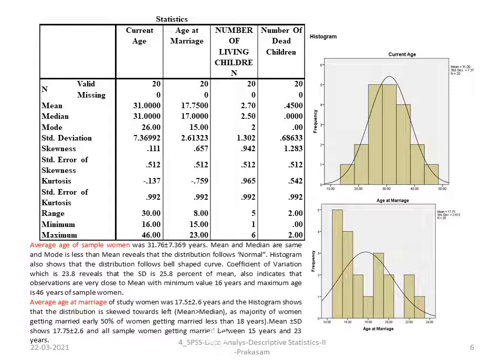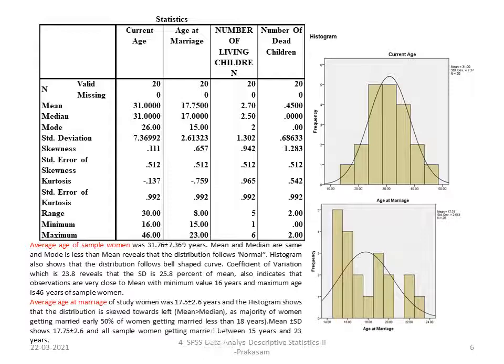When you look at the maximum and minimum, 16 years is the minimum age of the sample women, and the maximum is 46 years. This will give you a clear-cut idea that the shape of the curve is normal, and our data set has 31 as the mean of the current age of the woman. Coming back to the next one, age at marriage of the study women, it is 17.5 plus or minus 2.6. That gives the mean and standard deviation, and the histogram shows a little bit of deviation.